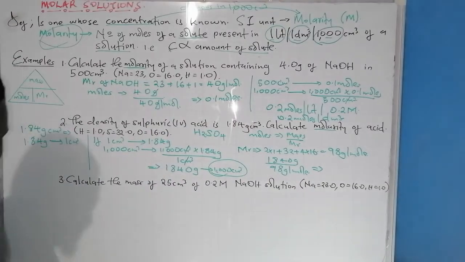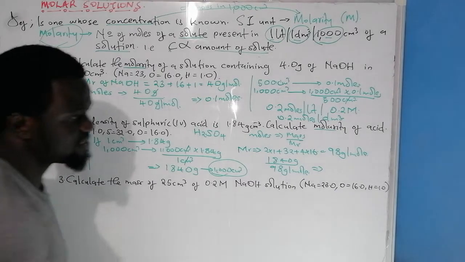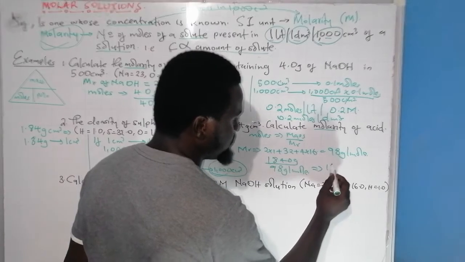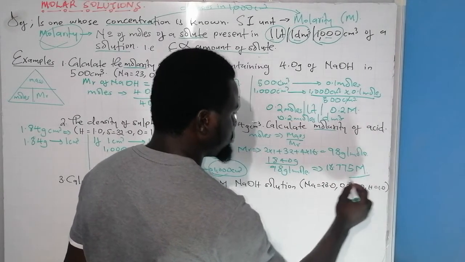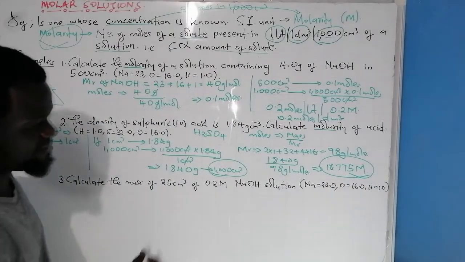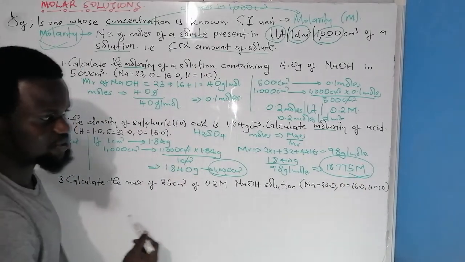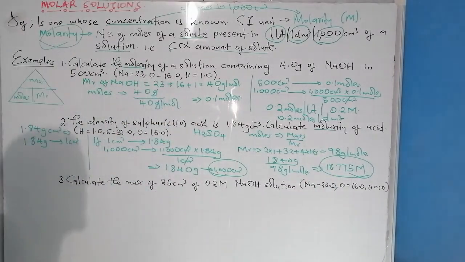So when I punch that one in the calculator, I will get 18.775 capital M. So this will be the number of moles in 1,000 cubic centimeter. Remember, this mass was in 1,000. Therefore, the moles will be in 1,000 cubic centimeter. So that is how simply we tackle question number 2.